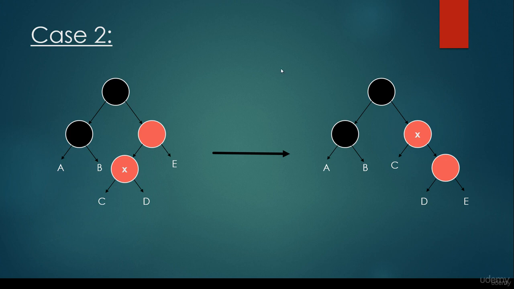Just to summarize again, for the case 1, we just have to recolor the nodes, and the uncle had the color red. In this situation, the uncle has the color black. So we have to make a left rotation or a right rotation accordingly.